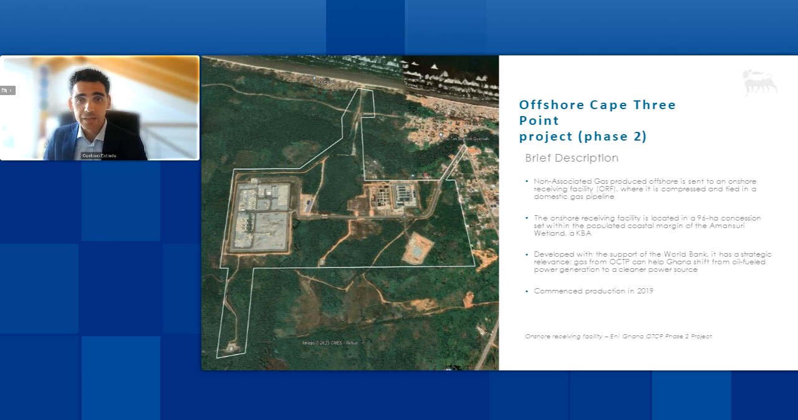which qualifies as a key biodiversity area due to its importance for migrating seabirds who gather in large numbers to feed. Other threatened biodiversity includes three species of sea turtles, the critically endangered hooded vulture, and the natural habitat of the wetland forest itself. Developed with the support of the World Bank, it has strategic relevance. Gas from the OCTP project can help Ghana shift from oil-fueled power generation to a cleaner power source.